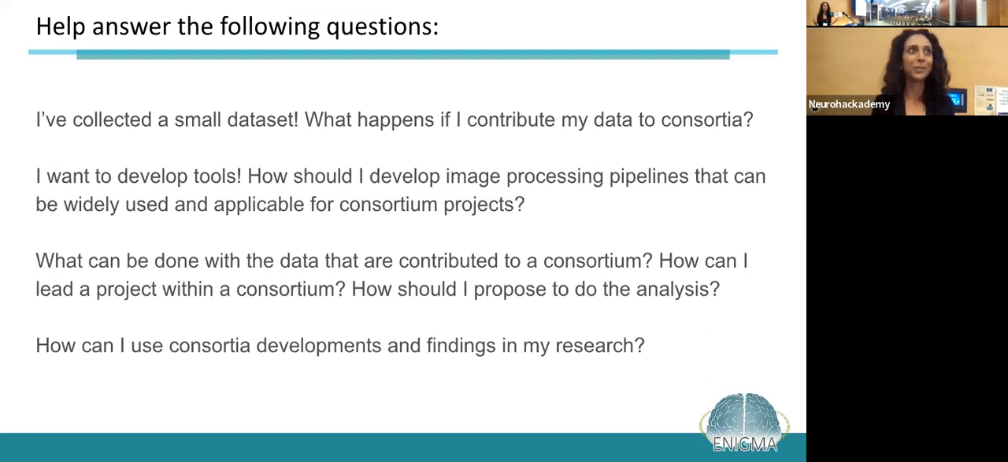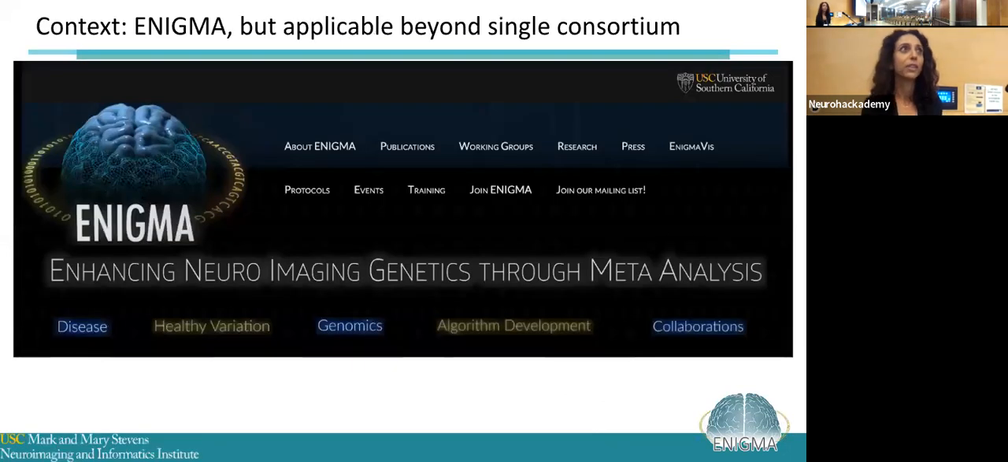Basically, what is a consortium? Why are we talking about this in the first place? What can be done with the data that are contributed to a consortia? And what if you want to lead a project within a consortium? And how do you propose some analyses? And maybe there are some discoveries and findings within consortia that can help you with your research and help propel research forward. So just keep these questions in mind. If I'm not doing a good job of answering them, let me know. And please feel free to interrupt and ask questions.